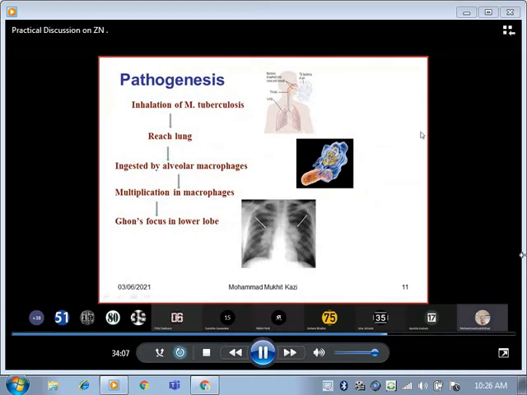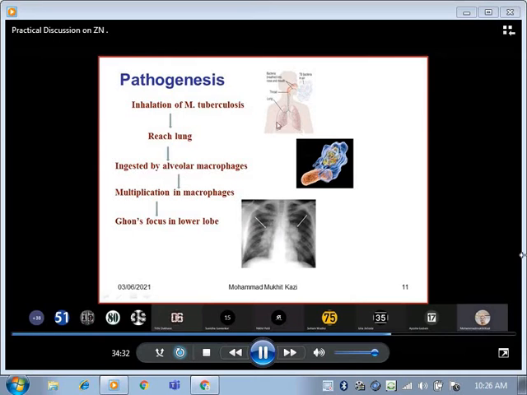If you are attempting the LAQ on Mycobacterium tuberculosis, then this is how I asked you to write it in a picture, in the flow diagram, so it is easy for us to read it out. What is the mechanism of entry of the Mycobacterium tuberculosis into the host? You can see here the droplet nuclei are going through the respiratory tract and reaching the lungs.